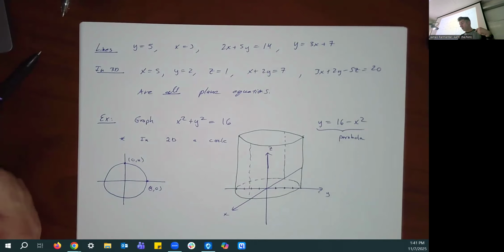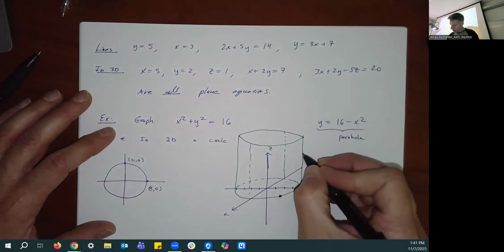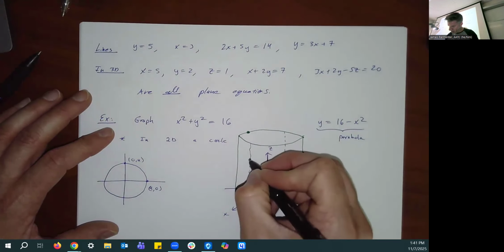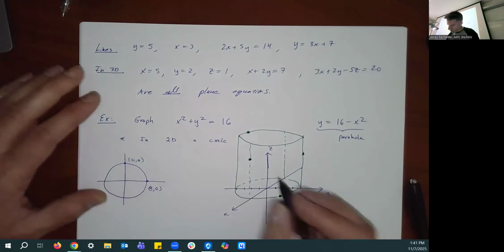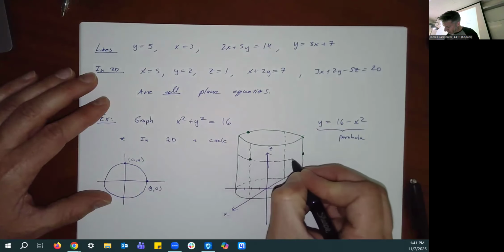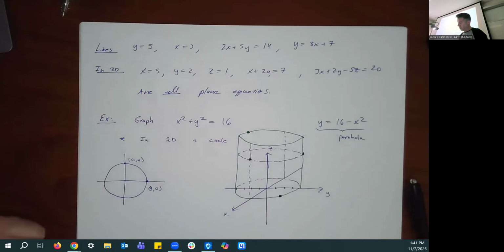X squared plus y squared still equals 16, right? No matter what point you pick, whether it's this point here, or this point here on the surface, or some point like right here, all those points are still on a circle of radius 4. They just happen to have a different z value than the one down here.